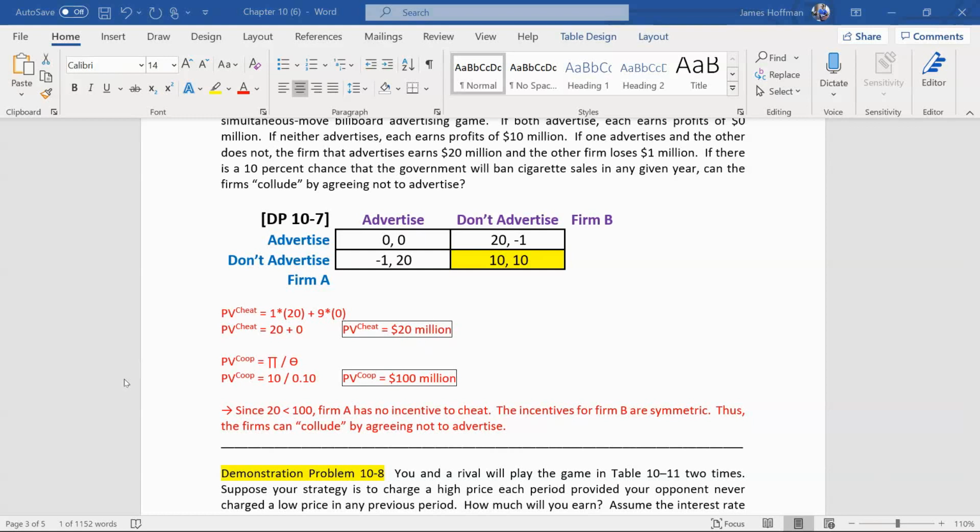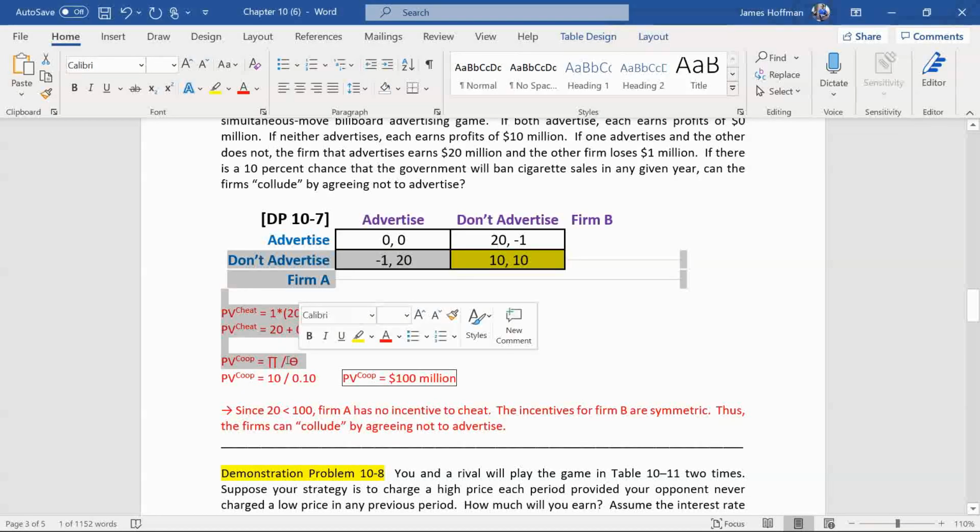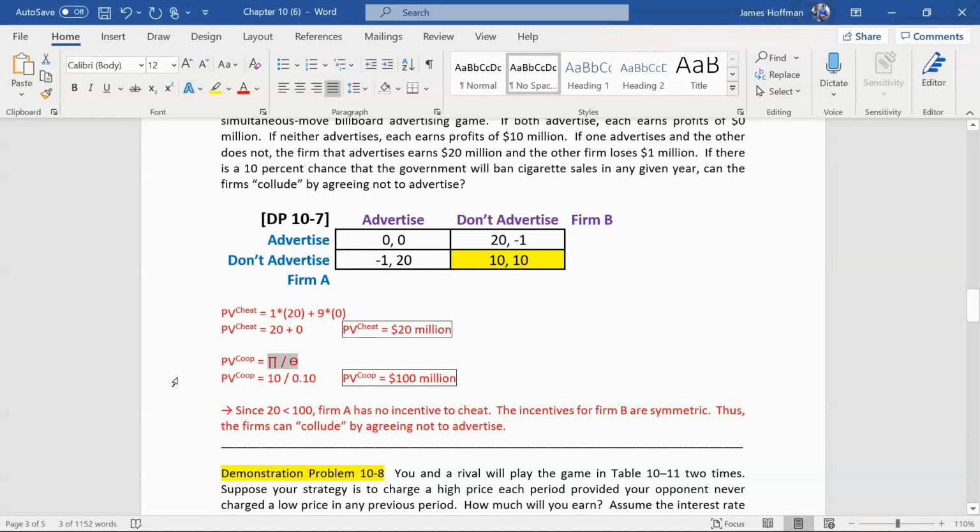Okay, so you can double check that your cooperating outcome is the same by using this formula, or by just taking the outcome of cooperating and multiplying it by the number of times you expect to play the game, which is 10. So 10 divided by 0.1 is 100, and also 10 times 10 is 100.